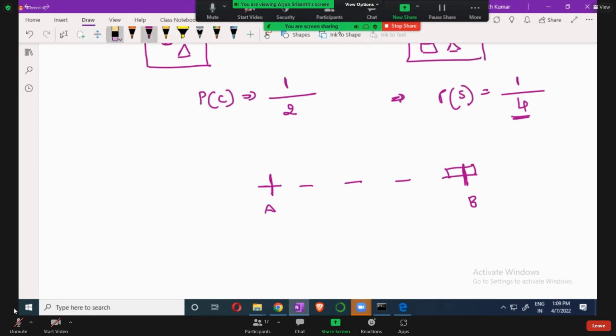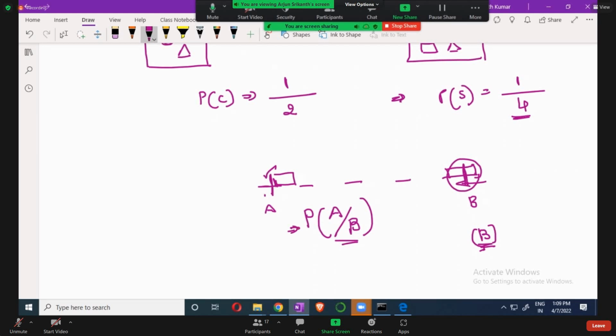Okay. Now, let's say that the train has already crossed station B. That is, one of the conditions has happened. So when the train is done with station B, that is, it has already crossed, what is the chance that it will reach on time? So what is the probability of reaching station A when B is already given? That is called B is already given, or B has already happened. So this is the probability of A given B, and this is called conditional probability.